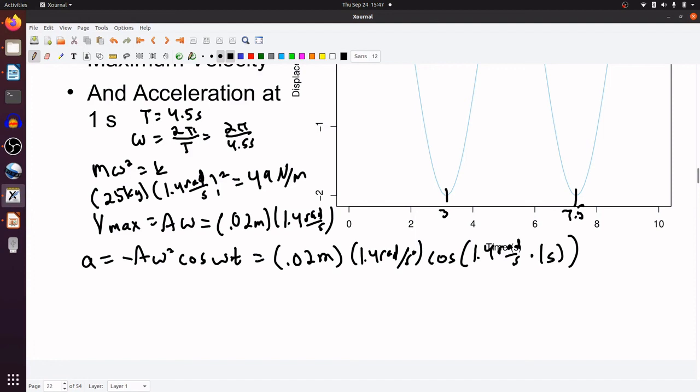One thing. When you're doing this, you do need to change your calculator to radians for this one time, and I have to make sure I change this back. 0.02 times 1.4 times the cosine of 1.4, and that's equal to a very small value. But I get an acceleration of negative 4.76 meters per second squared, I'm sorry, not radians.